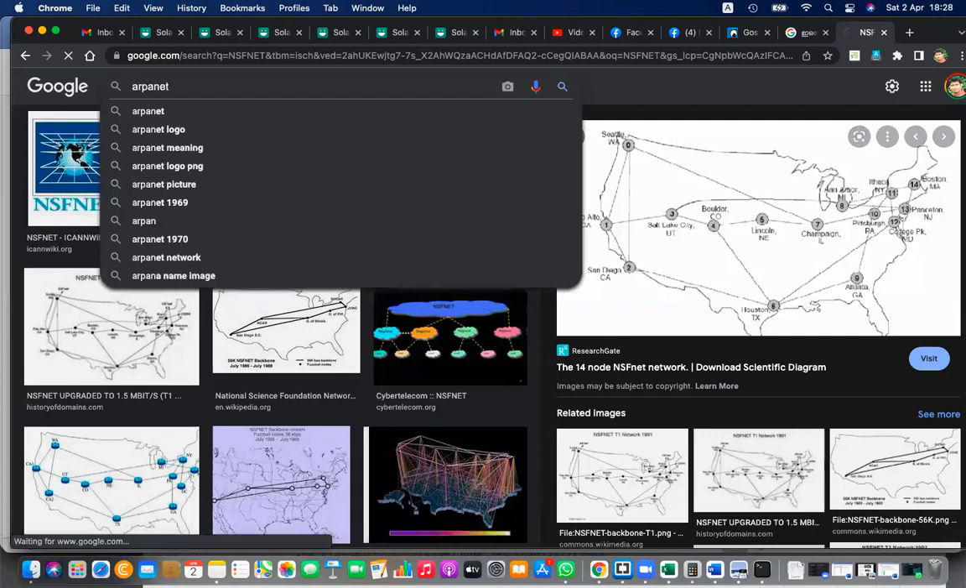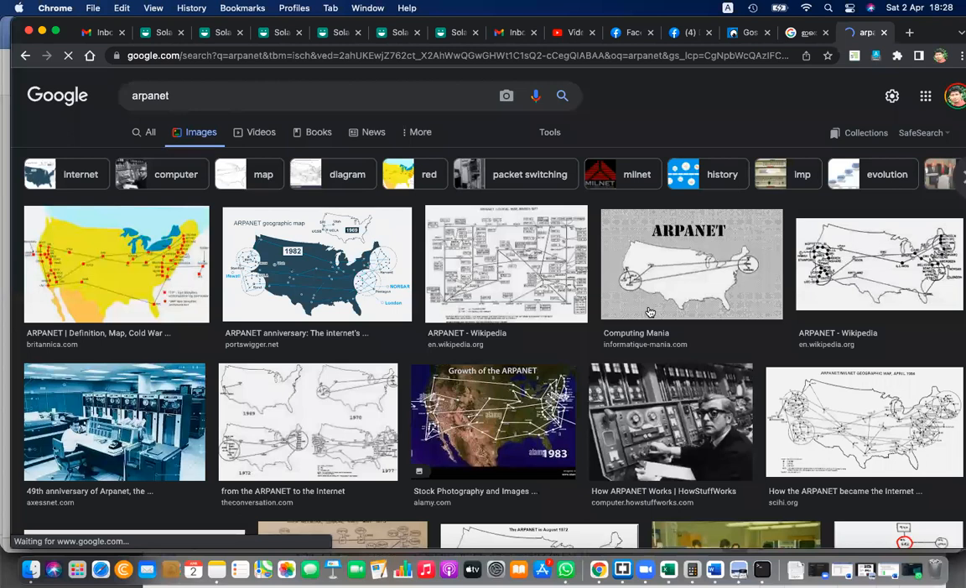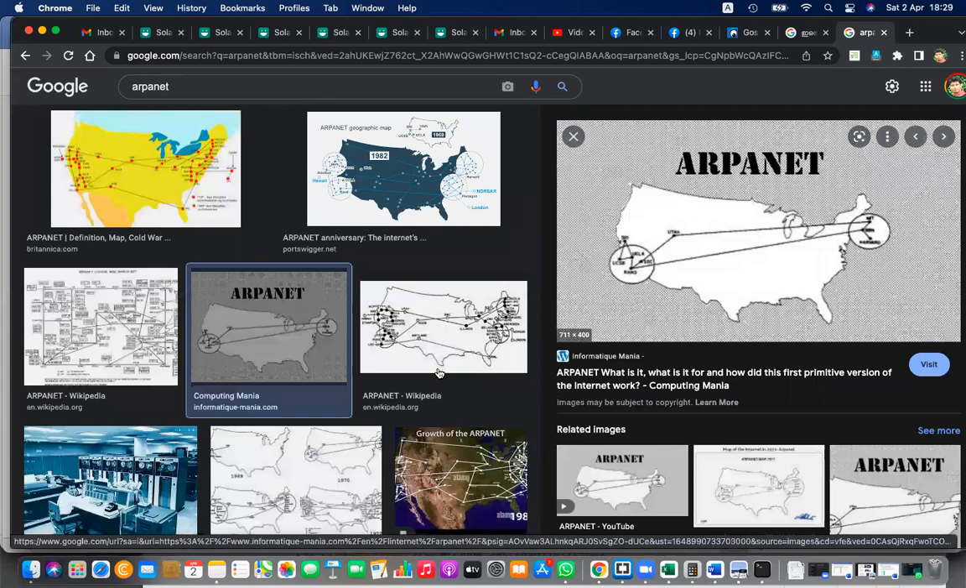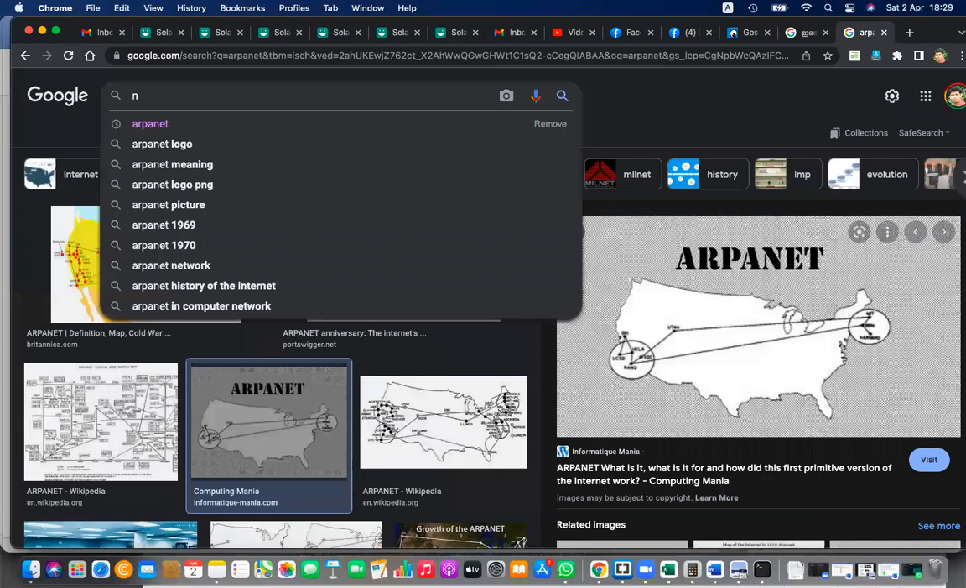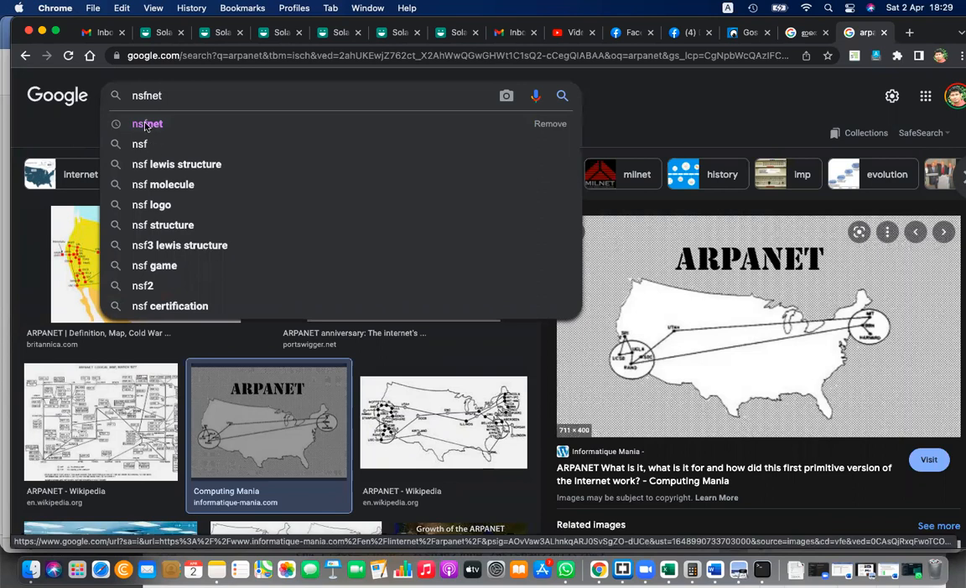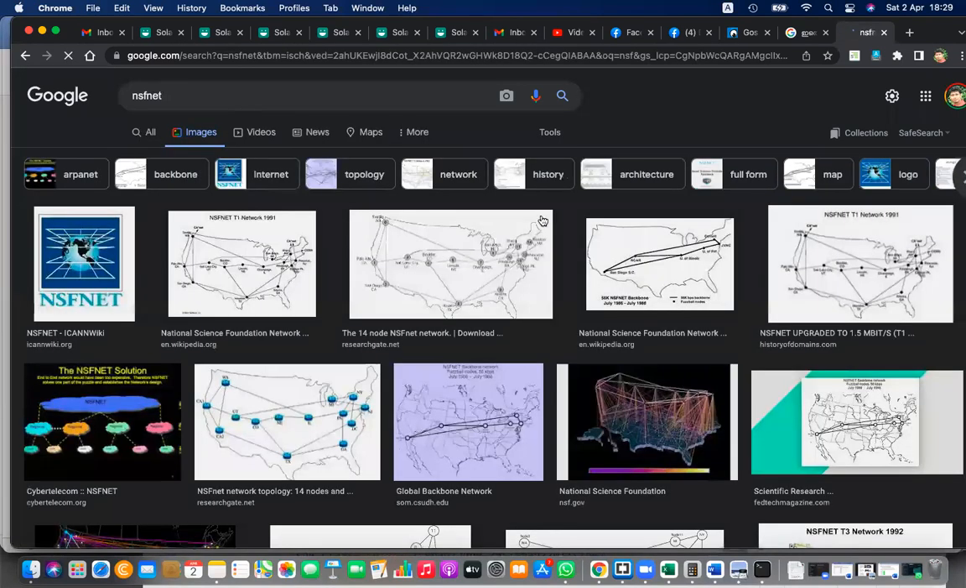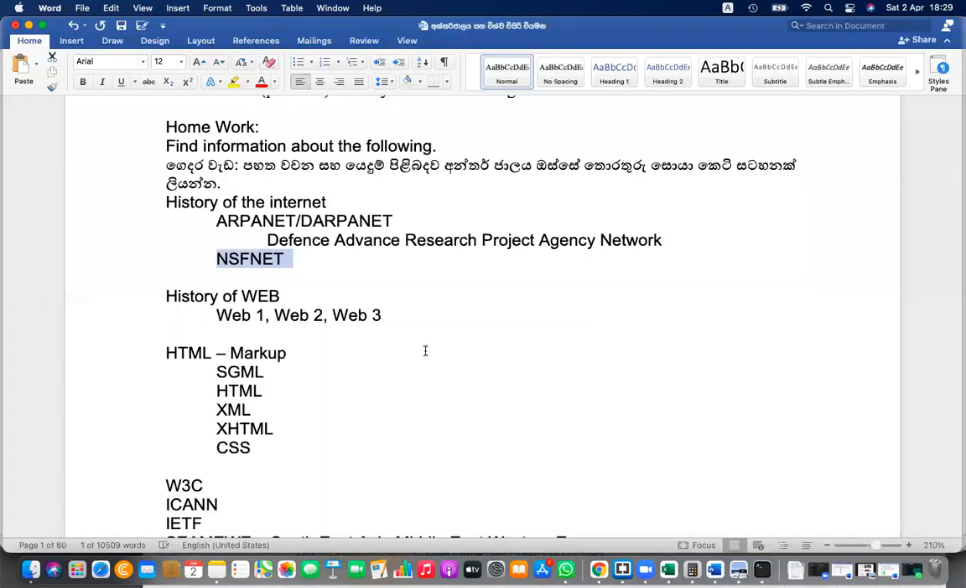And ARPANET, the Advanced Research Project Agency Network, you can see it's only connecting three or four sites. But later, with the evolvement and with NSFNet, remember the map: ARPANET connects only a few points, but NSFNet is connecting more points. Both of these contributed to the development of the internet.